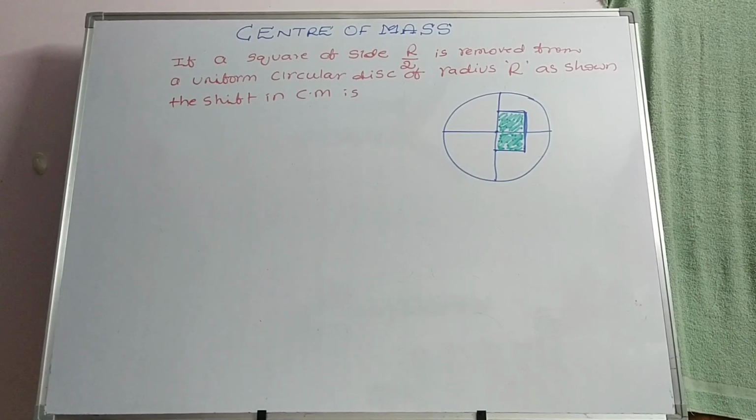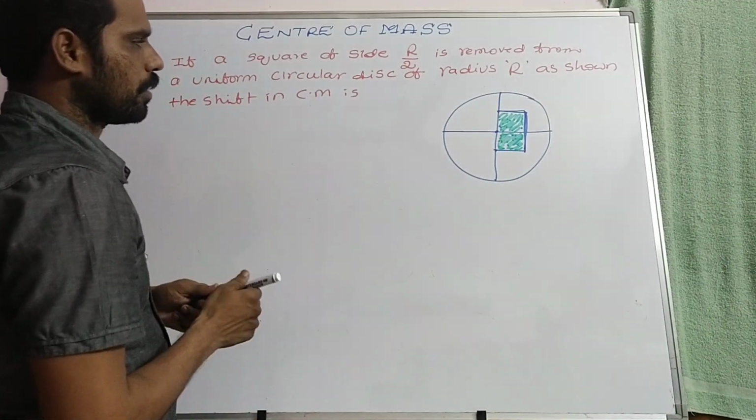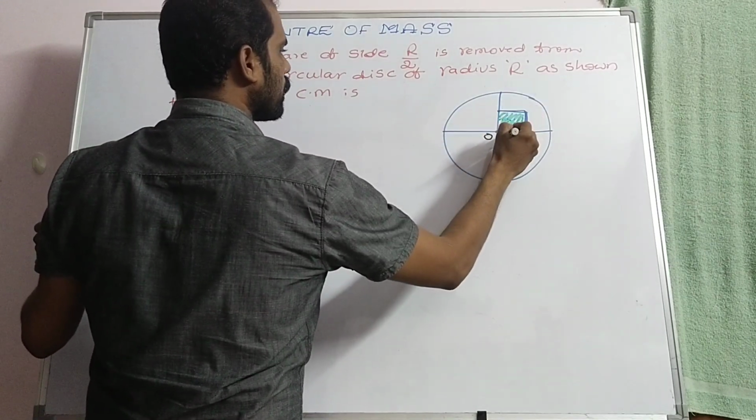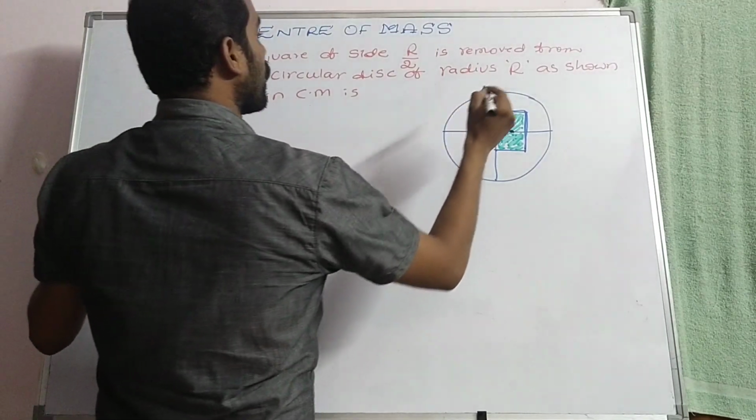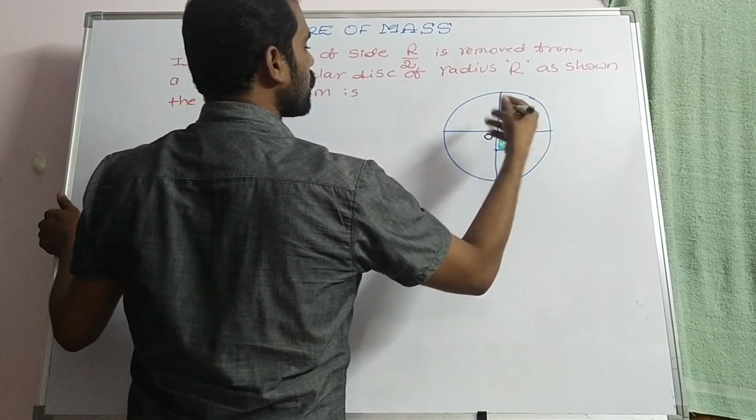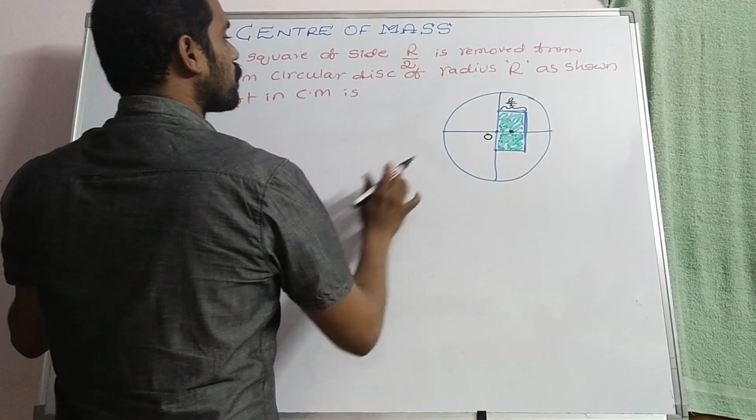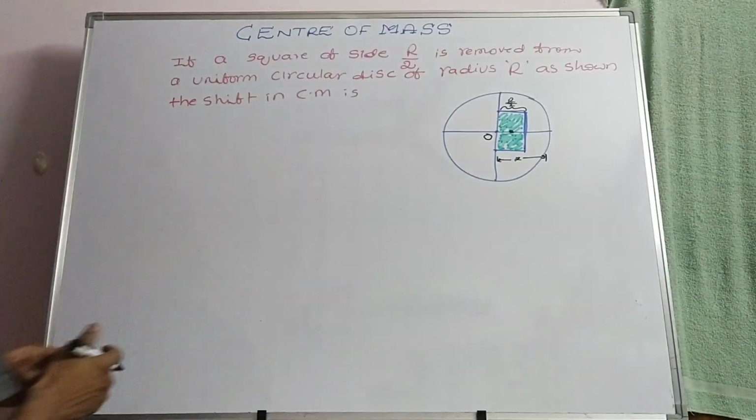Now here, if a square of side r by 2 is removed from a uniform circular disc of radius capital R as shown in the figure, what is the shift in center of mass? See here, this is the center of the circle O and this is the center of the square. Now the square side is r by 2, length as well as the breadth both are r by 2, and the circular disc radius is r.